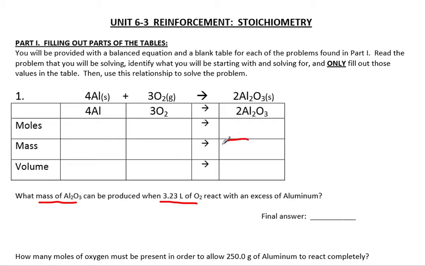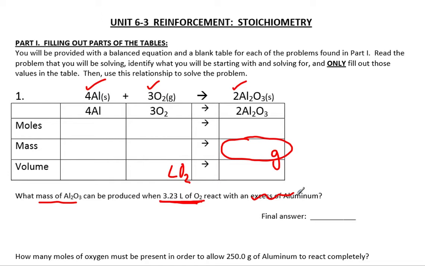I'm going to need to know, based on my ideal mole ratio here, based on this 4:3:2 ratio, what's the equivalent in grams of Al2O3? And what's the volume of the oxygen that I need? Here's my oxygen. I go down to the volume row, liters of oxygen, because liters of oxygen is in the problem. Now it says excess of aluminum, so that means you're not going to run out of aluminum. You don't have to worry about aluminum.